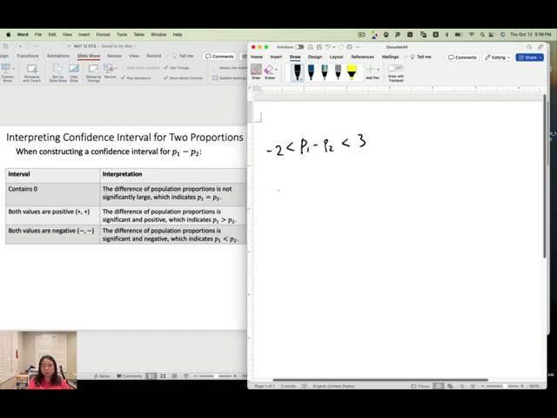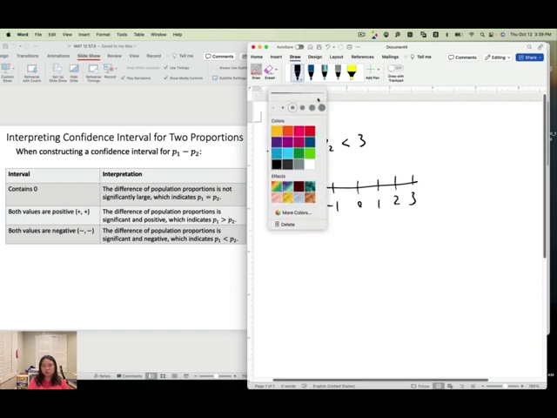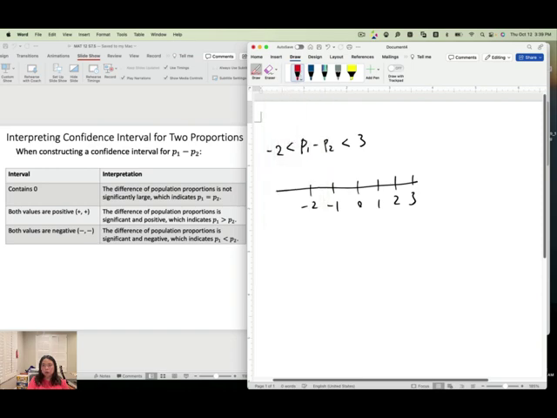So if I draw it on a number line, I have -2, -1, 0, 1, 2, 3. That means the difference of the population proportion will be in between here, any number within this interval. So you can see that it includes 0. So can I write it like this? P1 minus P2 possibly can be equal to 0, because 0 is a number within the interval.